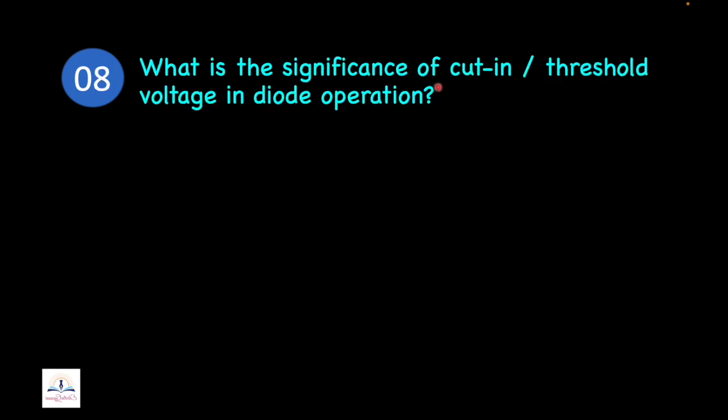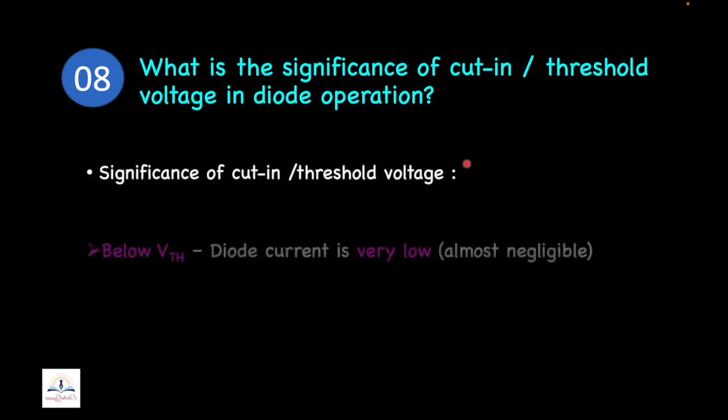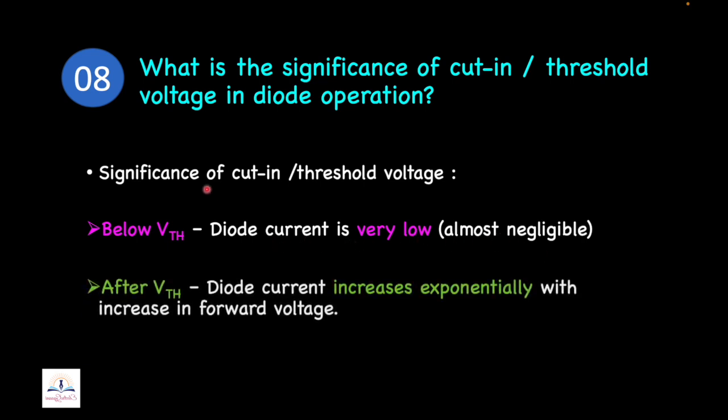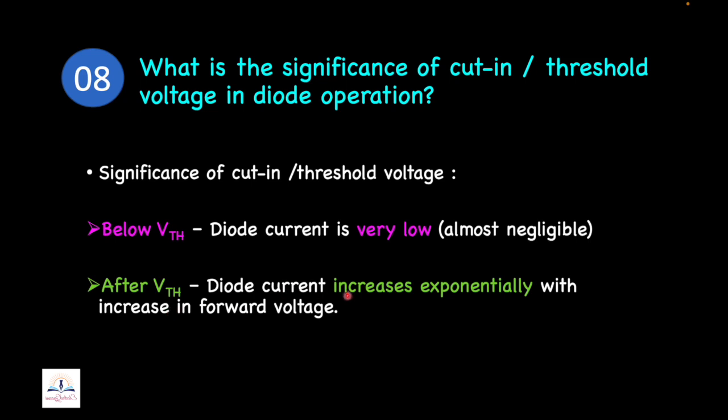Next, what is the significance of cut-in or threshold voltage in diode operation? We have just seen the IV characteristic of the normal PN junction diode. The significance is that before this threshold voltage, diode current is very low, almost negligible. After this threshold voltage, diode current increases exponentially with increase in forward voltage.